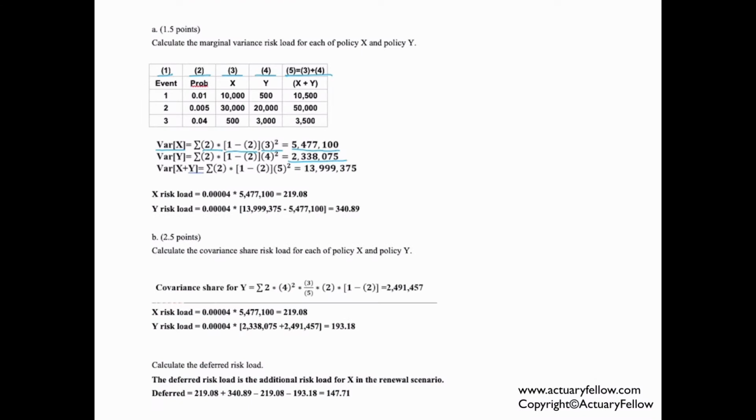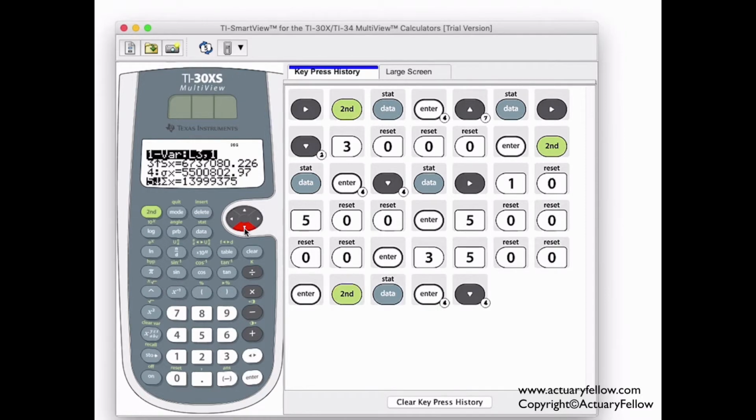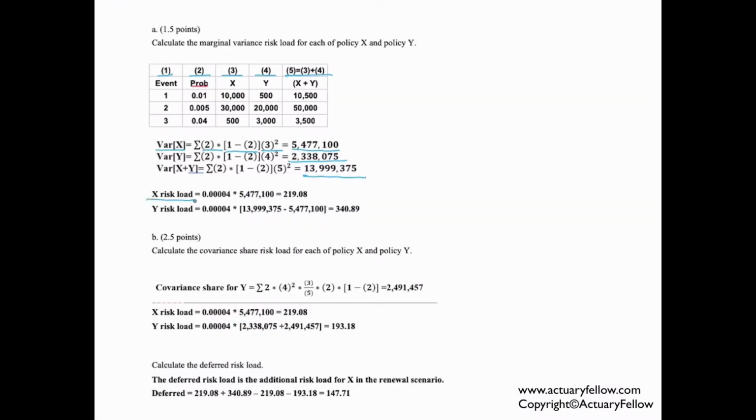Now the sum of L3 is the variance of policy Y. For the variance of the combined portfolio, input X plus Y losses in L2 and get the sum in L3. Policy X risk load is the multiplier times the variance of X. Y risk load is the multiplier times total variance minus X variance.